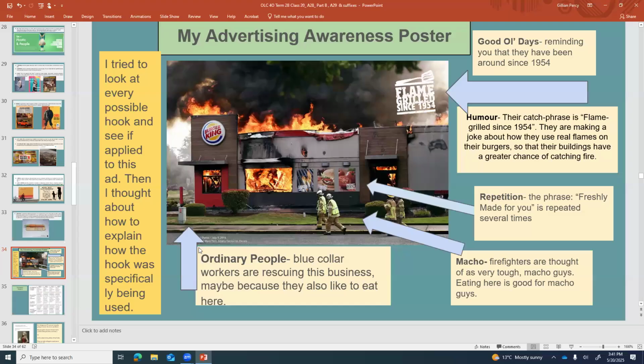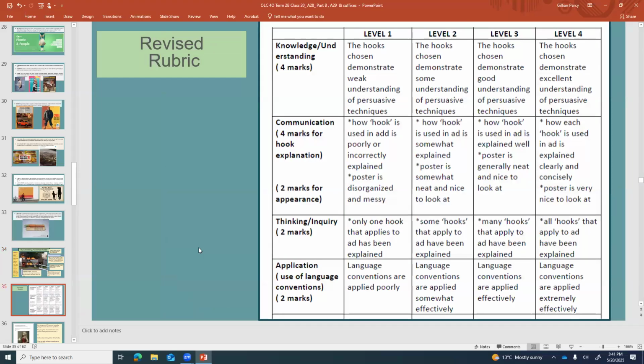Okay. This is the rubric, the marking scheme I use. I look for, did you show me that you understood the hooks? Did you explain how the hooks were used well? Is your poster nice and neat, or is it kind of messy? Have you explained all your hooks thoroughly? And as always, conventions. Conventions is spelling, punctuation, all that kind of idea.